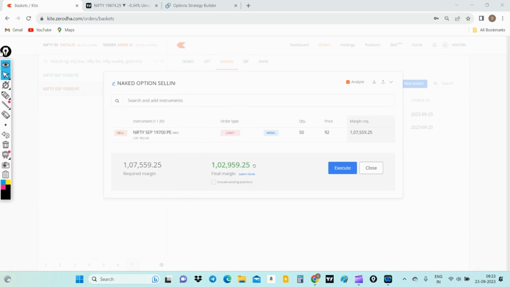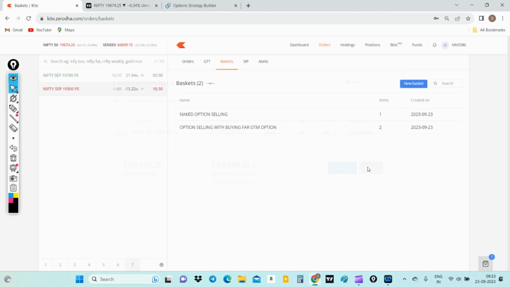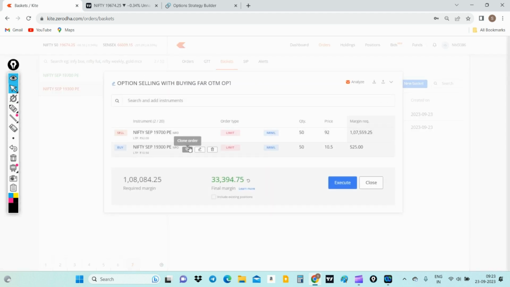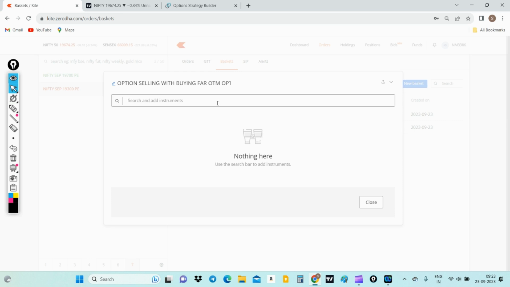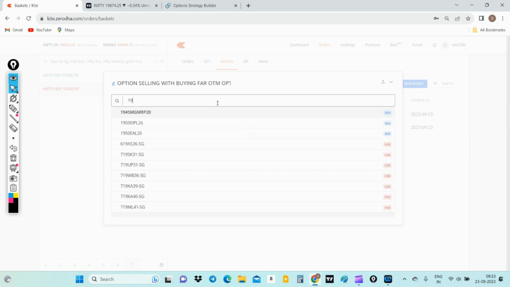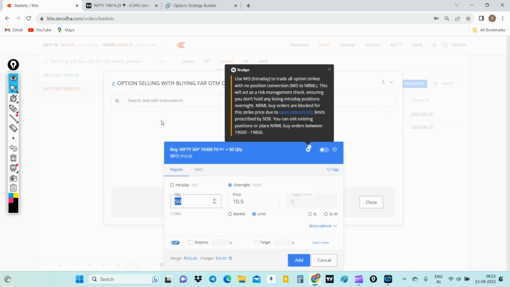So let me clear this side. I'll go to the other folder, which I created with the same intent. I'll delete all these options. Now, instead of first selling the option, I will take the far out of the money PE first. I already decided that I want to sell the 19,700 put. So what I'll do is add it.